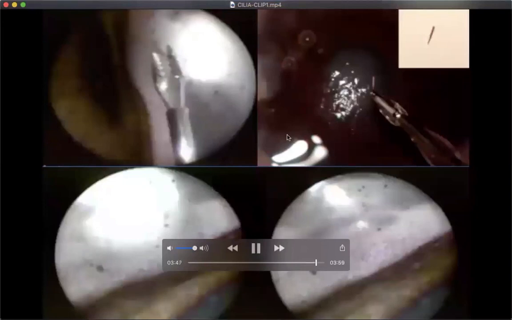So this video demonstrates the utility of an endoscopy assisted visualization of the anterior chamber and how an endoscope can be a valuable tool in removing foreign bodies from the AC.